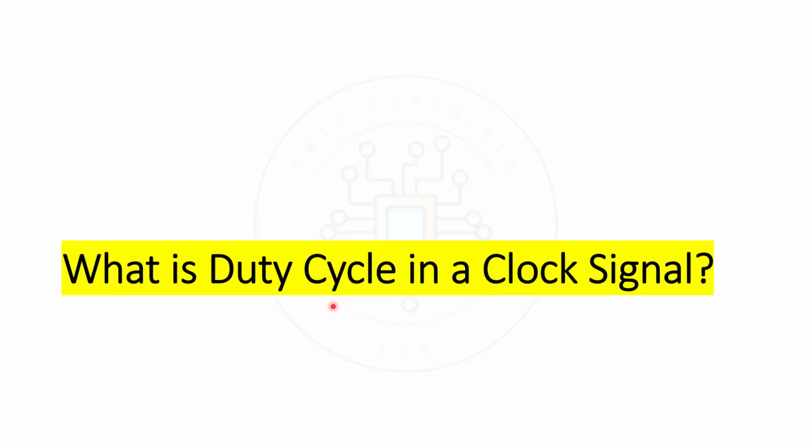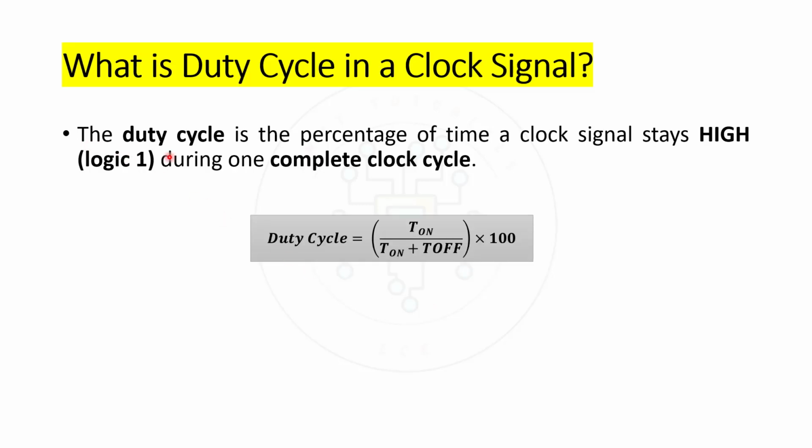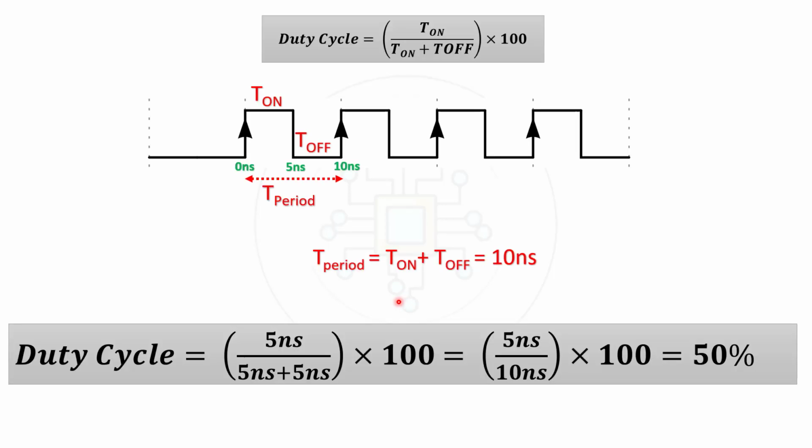Now let us see what is duty cycle in a clock signal. The duty cycle is the percentage of time a clock signal stays high during one complete clock cycle. This is the formula we use to calculate it: duty cycle is T on divided by T on plus T off, into 100. T on plus T off is nothing but the total time period. Let us try to understand this by means of an example.